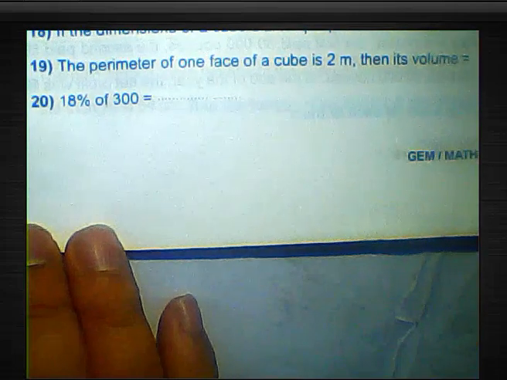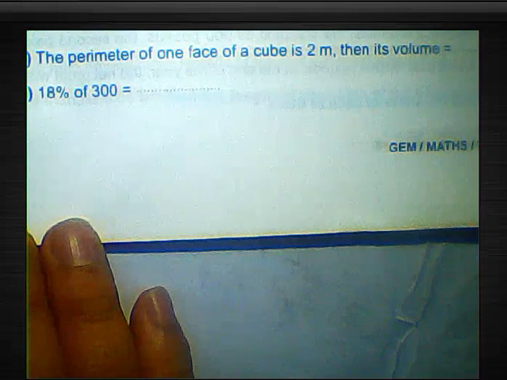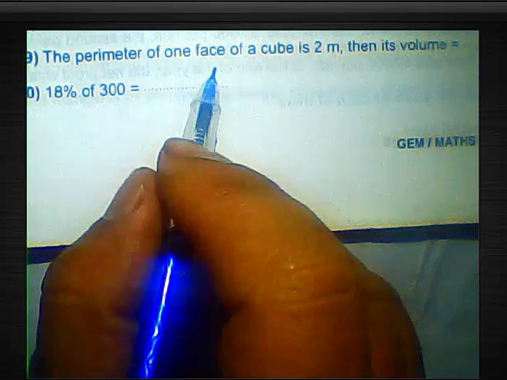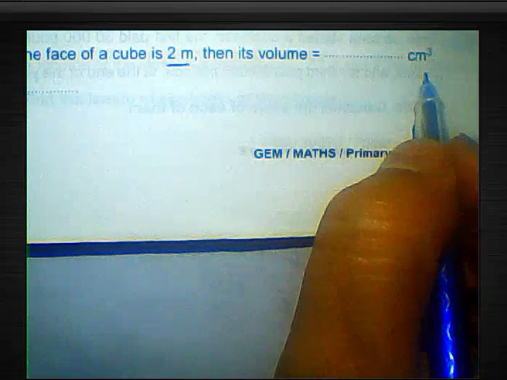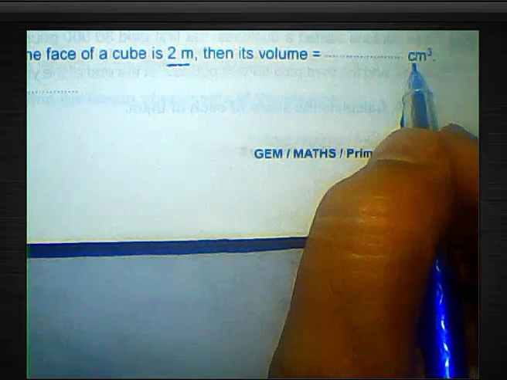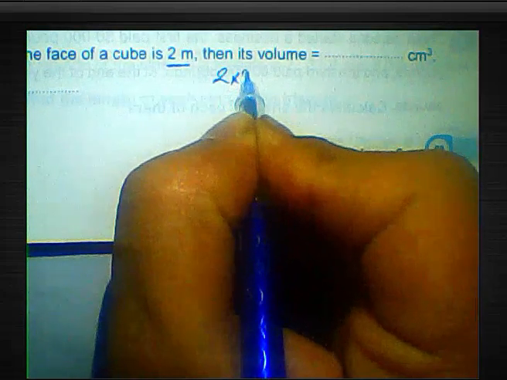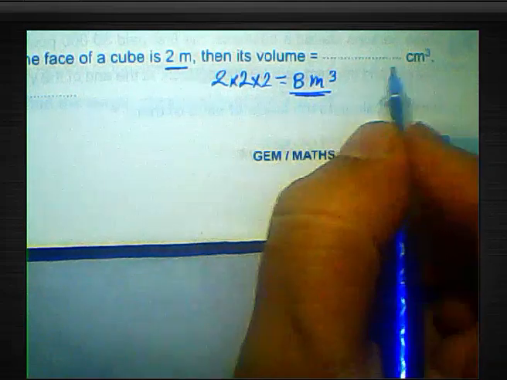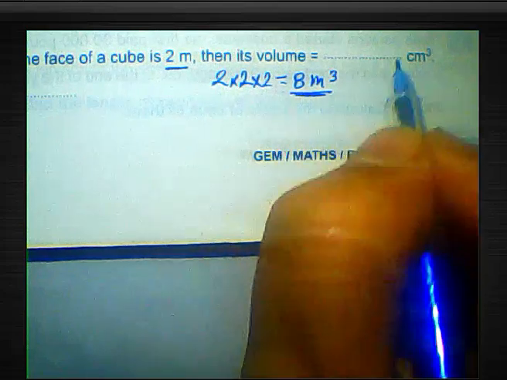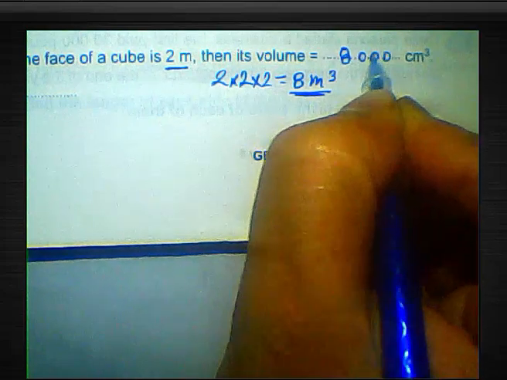Question number 19. The perimeter of one face of a cube is 2 meters. Its volume equals space cubic centimeter. We can find it. 2 multiply 2 multiply 2 equals 8 cubic meter. We want to convert from cubic meter to cubic centimeter by multiplying by 1000. The result will be 8000.